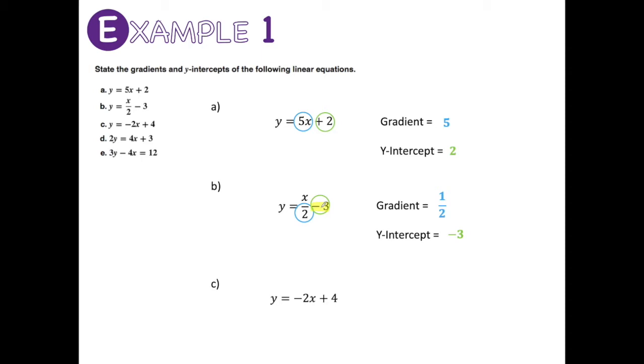For C, y equals negative 2x plus 4. My gradient is going to be, again, the value in front of x, so negative 2. So gradient of negative 2, y-intercept of 4. Looking at D, the formula we are provided is 2y equals 4x plus 3. Before I can identify the gradient and the y-intercept from the equation, I need to put it into the standard form of y equals mx plus c. So I want to rearrange it to get y by itself.